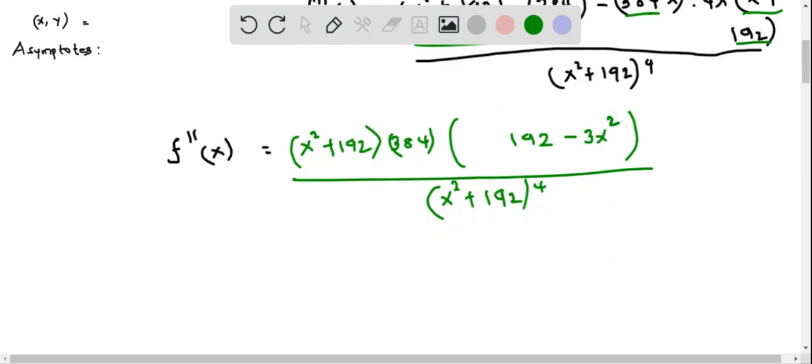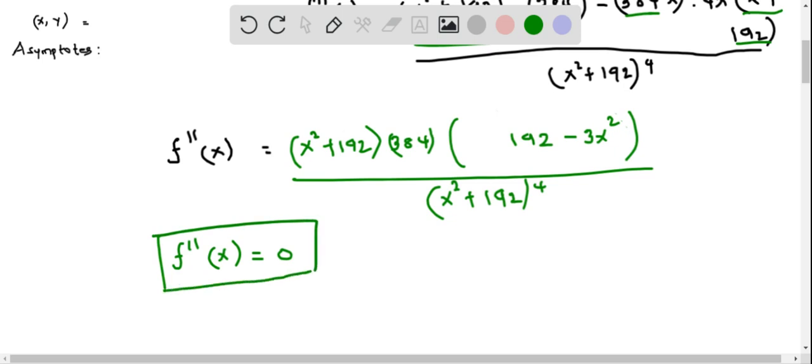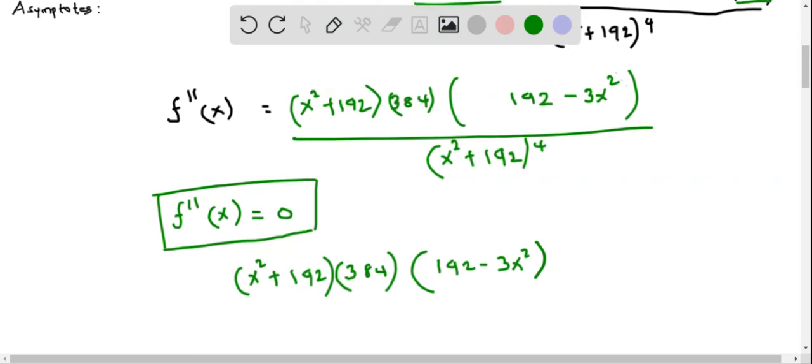And now we set the second derivative equals 0 and determine x. That is f double prime of x equals 0, and we should solve for x. And so when we do that, we have this expression, that is x squared plus 192 times 384 multiplied with 192 minus 3x squared. This is over x squared plus 192 to the power 4 equals 0.